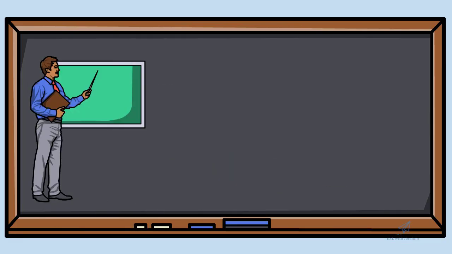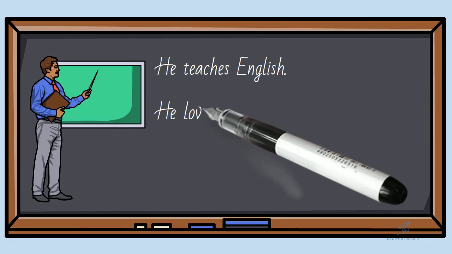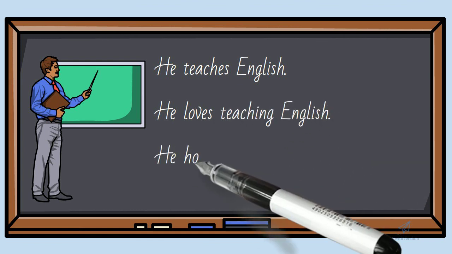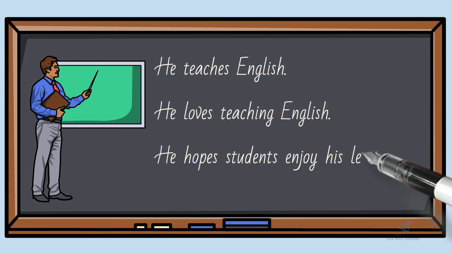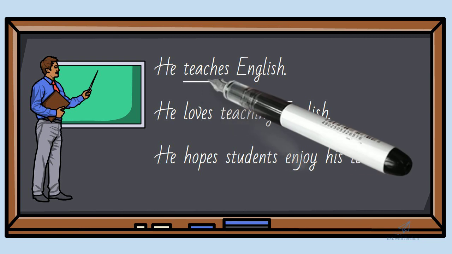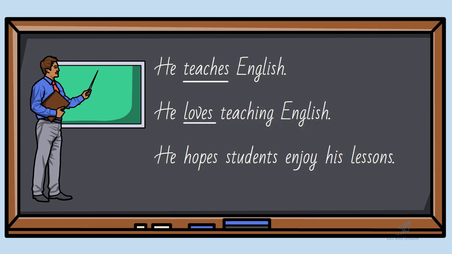Ibrahim is a teacher. He teaches English. He loves teaching English. He hopes students enjoy his lessons. Teaches, loves, hopes. If you pay attention to how the S at the end of the verb is pronounced, you will notice that each one is pronounced differently.